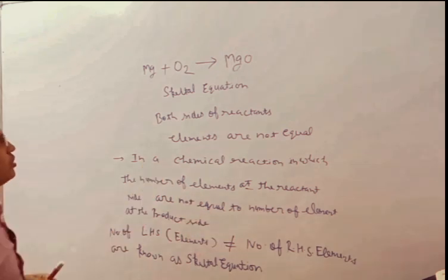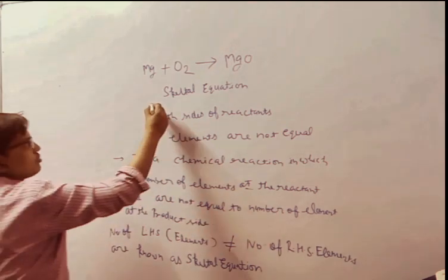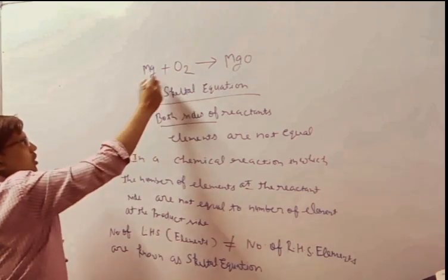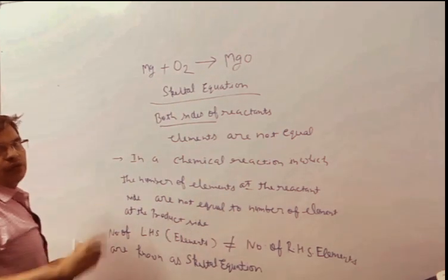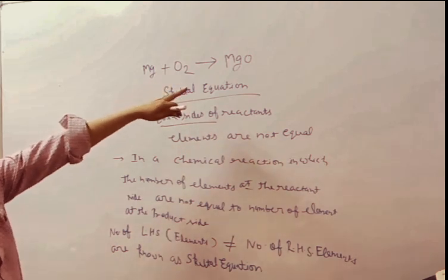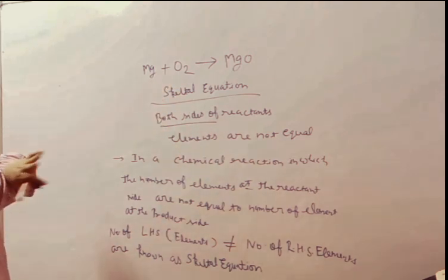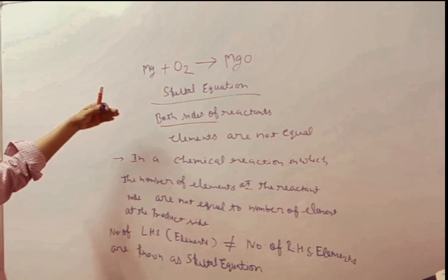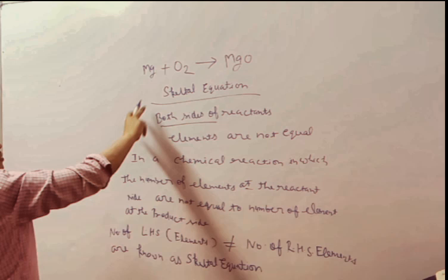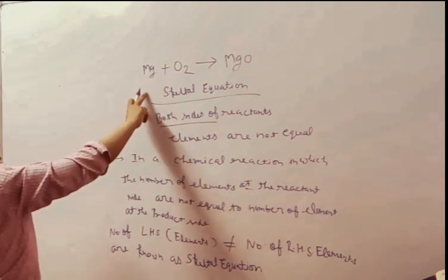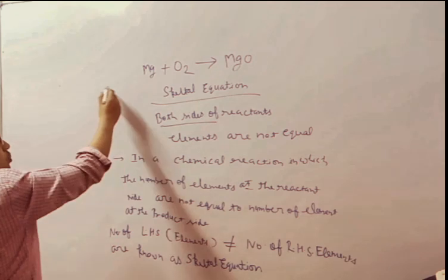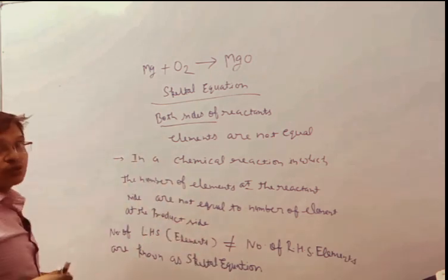You can write this down. What is a skeletal equation? We first see that the number of elements at the left hand side, the reactant side, and the right hand side, the product side, are not equal. This is just like a skeleton, and we will compare the elements and balance further.